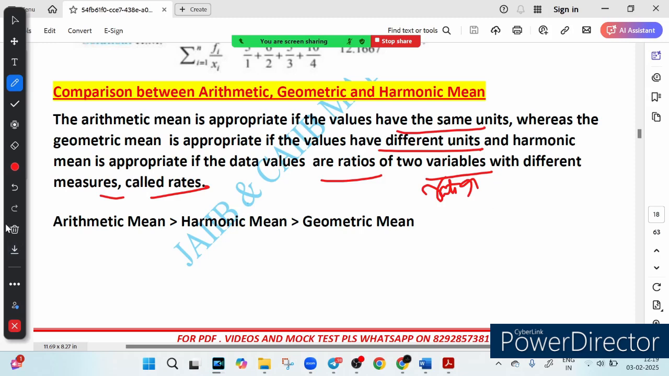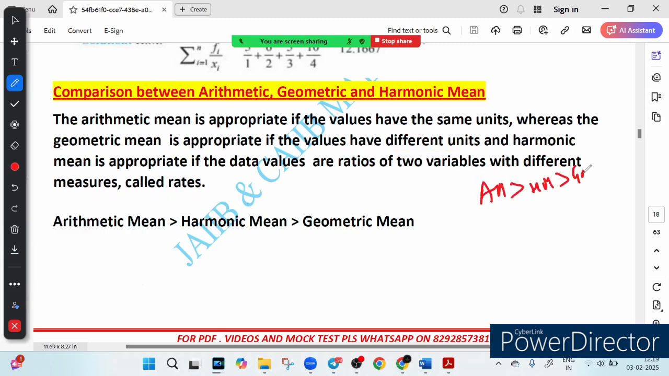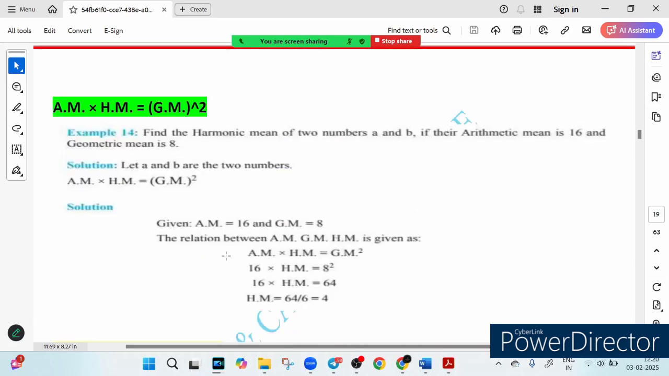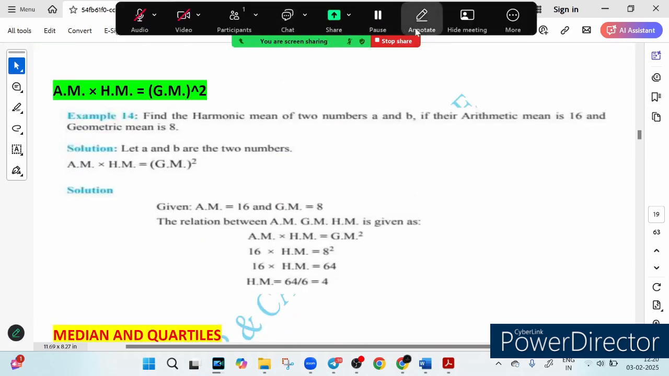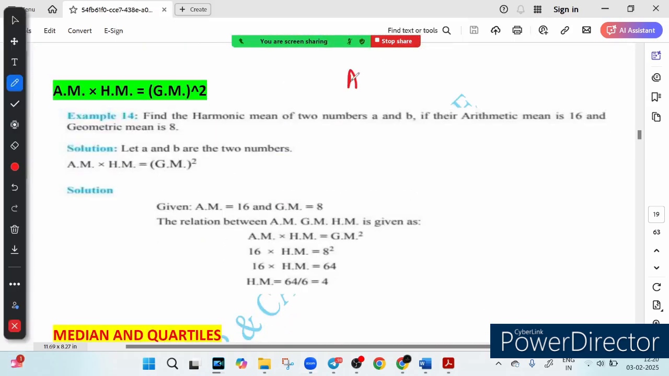You have to remember that AM is always greater than HM, and HM will be greater than GM. This order you have to remember, right? First AM comes, AM is largest, then HM comes, and then GM comes last. And one more super important formula you have to remember: AM multiplied by HM is equal to GM square.